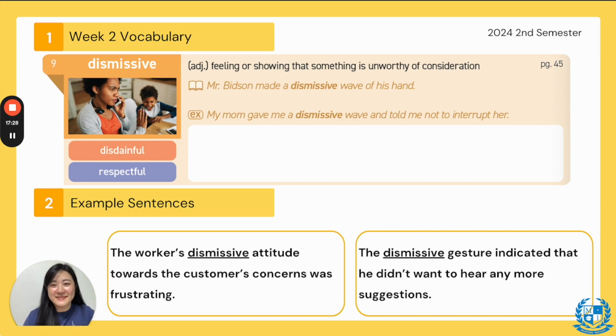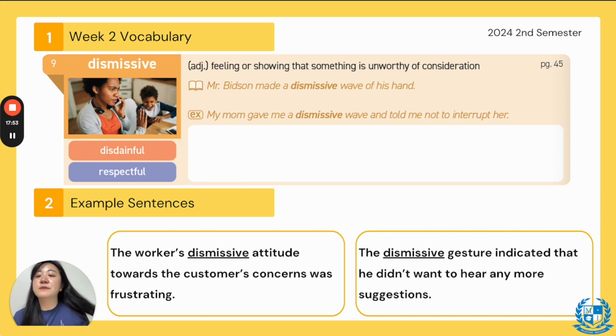Goodbye. Example. 1, 2, 3. My mom gave me a dismissive wave and told me not to interrupt her. So as you can see in this picture, this person's like, no, stop talking to me. They're being dismissive. Over here, it says, the worker's dismissive attitude towards the customer's concerns was frustrating.